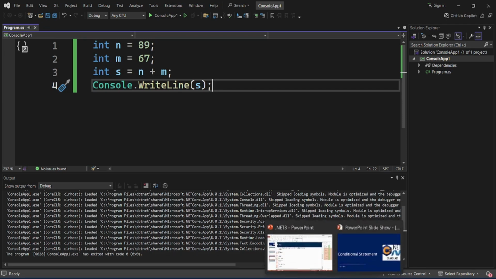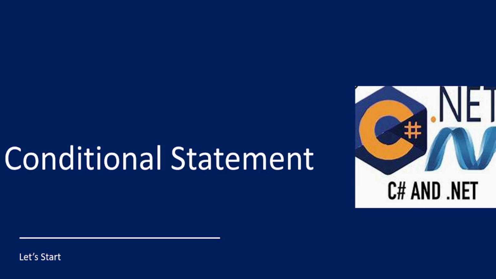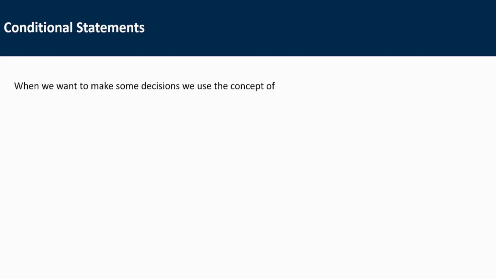So what is the next concept which we want to learn? That is your conditional statement. What do we understand by conditional? You have already worked with other programming languages. Conditional means whenever we want to make some decision, we use the concept of conditional statements. In our regular day-to-day routine, we say if this happens, then I am going to do this. If this happens, then I am going to do that, like when you are having a conversation with your friends.